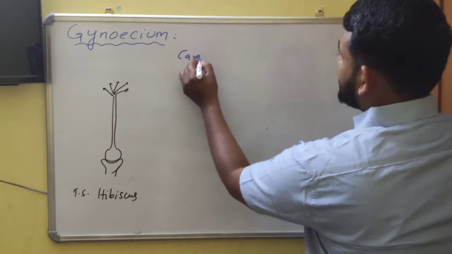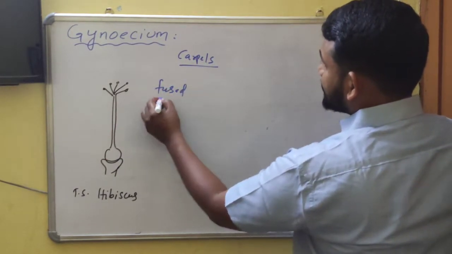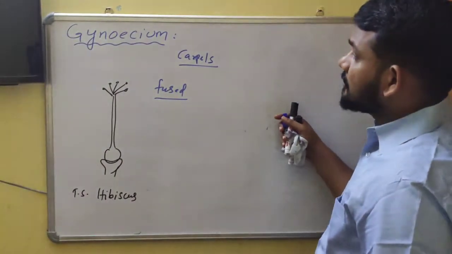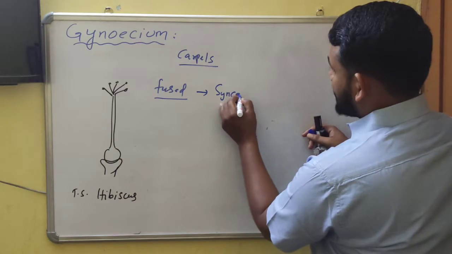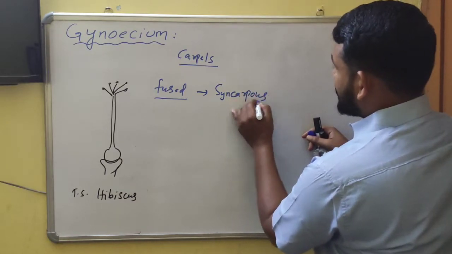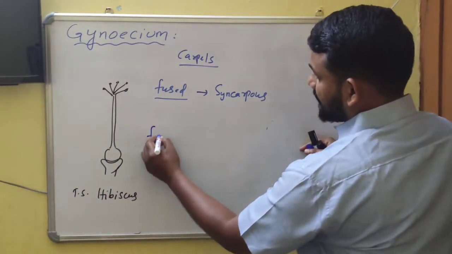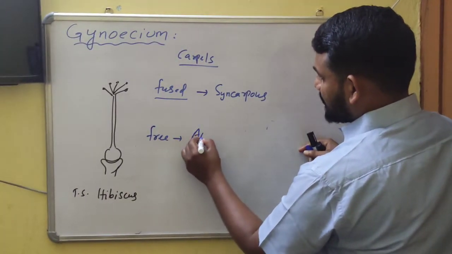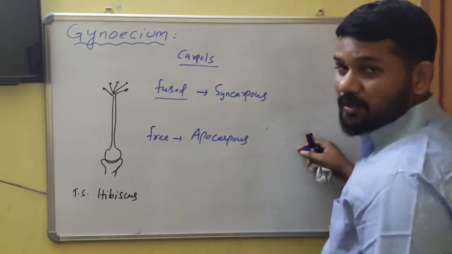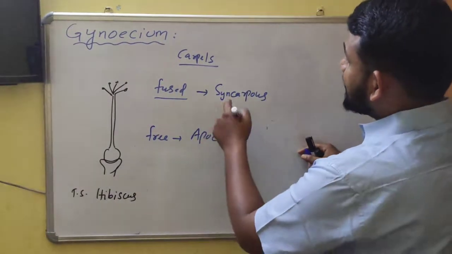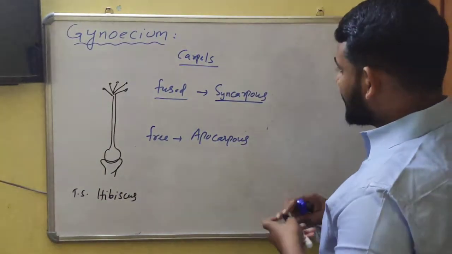Based on fusion, the gynoecium is called syncarpous or apocarpous. If carpels are fused, then the gynoecium is called syncarpous gynoecium. If carpels are free, then the gynoecium is said to be apocarpous gynoecium.